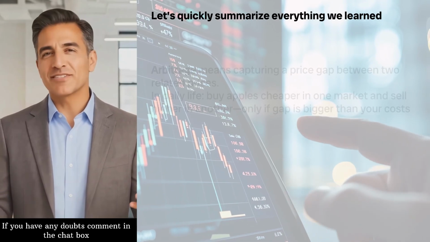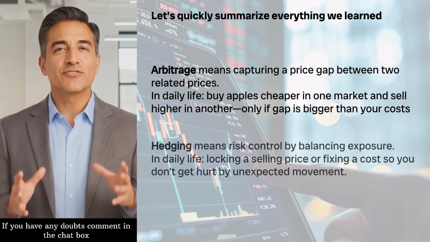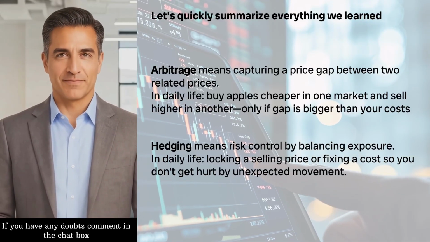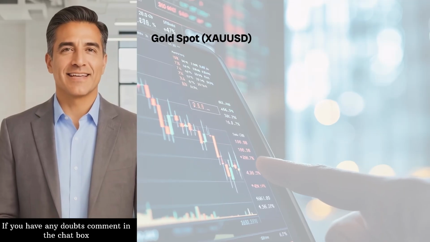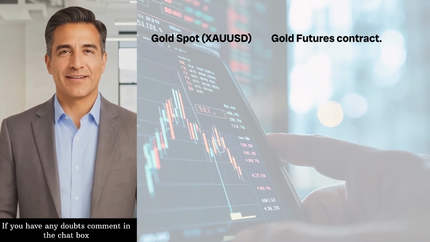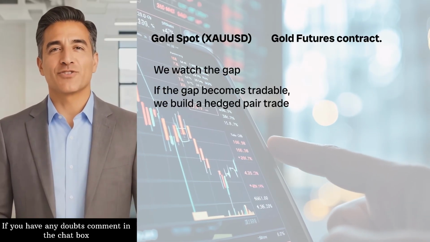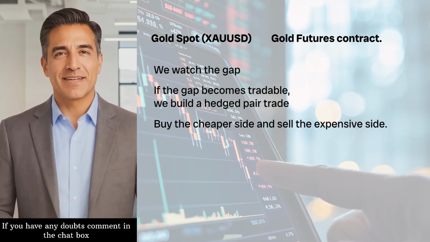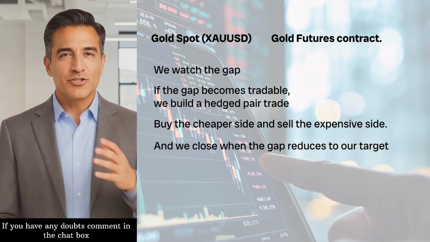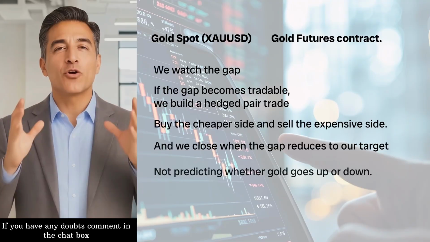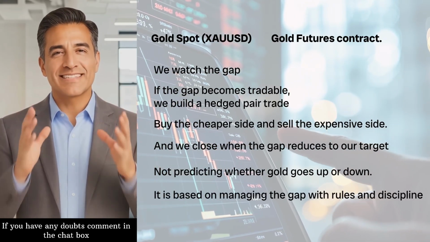To summarize, arbitrage means capturing a price gap between two related prices. Hedging means risk control by balancing exposure. In gold trading on the same broker, we compare gold spot XAUUSD and the gold futures contract. We watch the gap, and when the gap becomes tradable, we build a hedge pair trade, buy the cheaper side and sell the expensive side, and close when the gap reduces to our target. This strategy is not based on predicting whether gold will go up or down. It is based on managing the gap with rules and discipline.